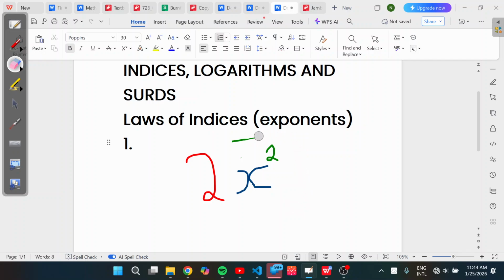Now let's look at the next one, which is the letter here. In maths, we don't just call it a letter, we call this a variable. It's a placeholder for a value we don't have.